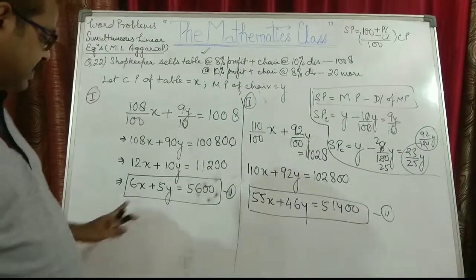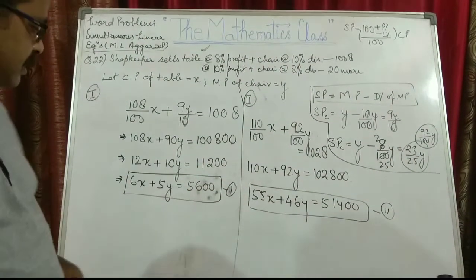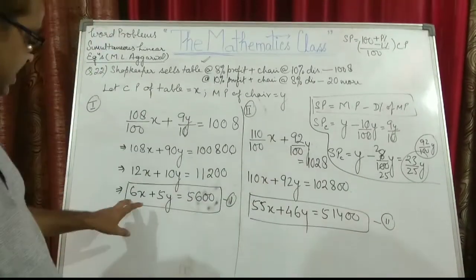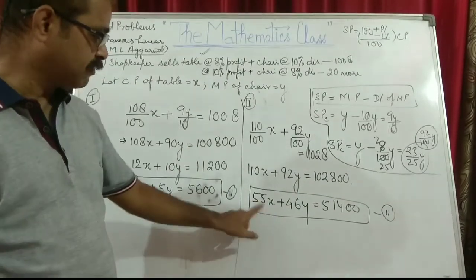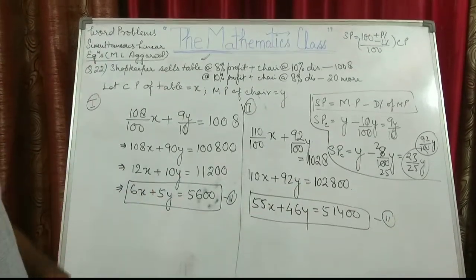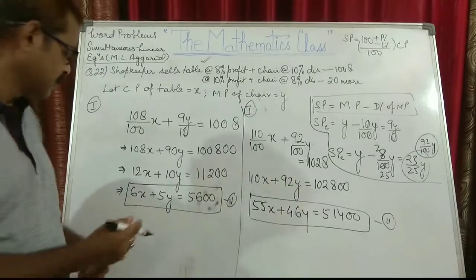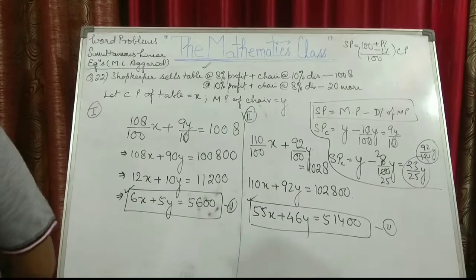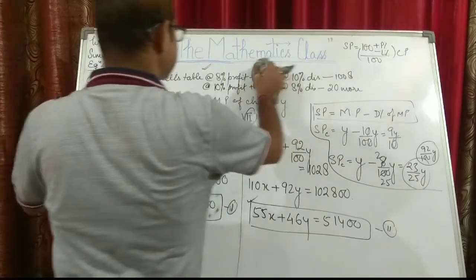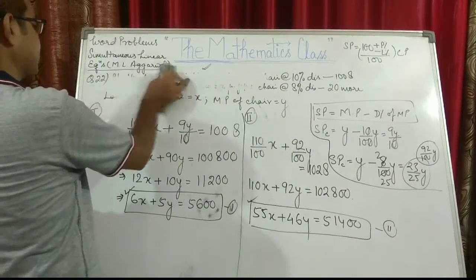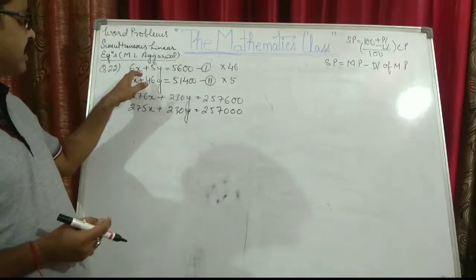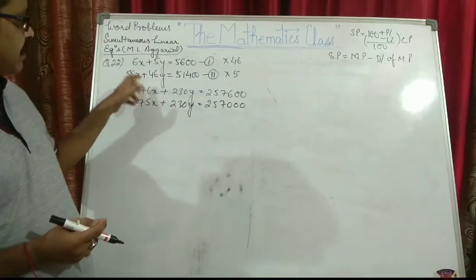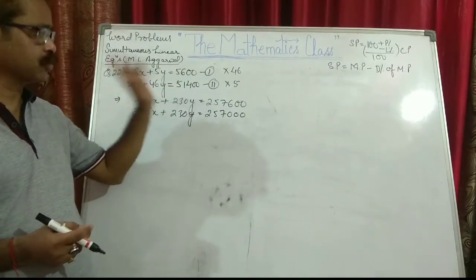So what we can do, either we can solve it by elimination method or any other method. I'll go for the elimination method, because 6 can be multiplied to this equation and 55 can be multiplied to this equation. So I'm rubbing it out. These two steps are important, so I will be writing them down, and then we'll see what is required. Now we got these equations, 6x plus 5y is equal to 5600 and 55x plus 46y is equal to 51400.